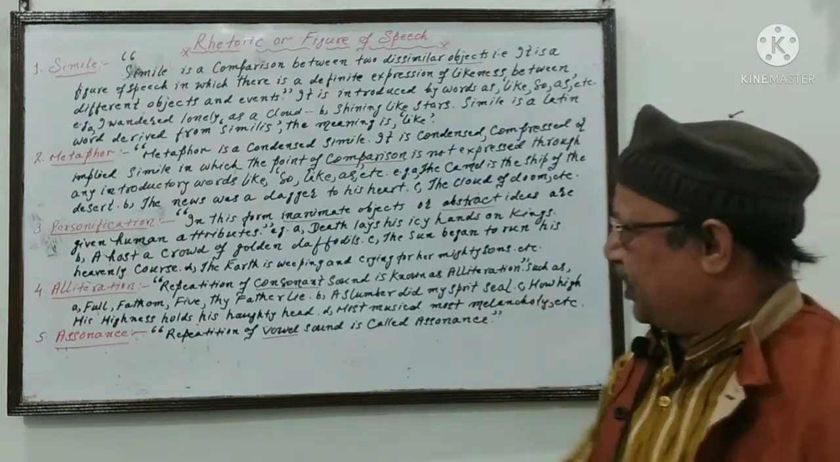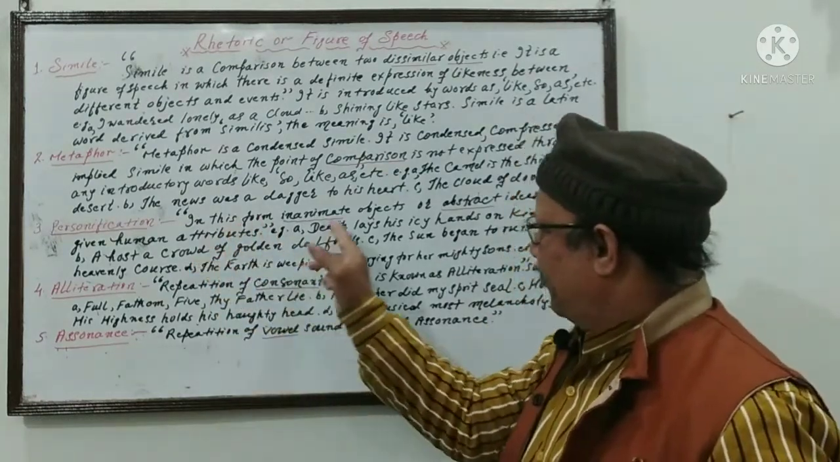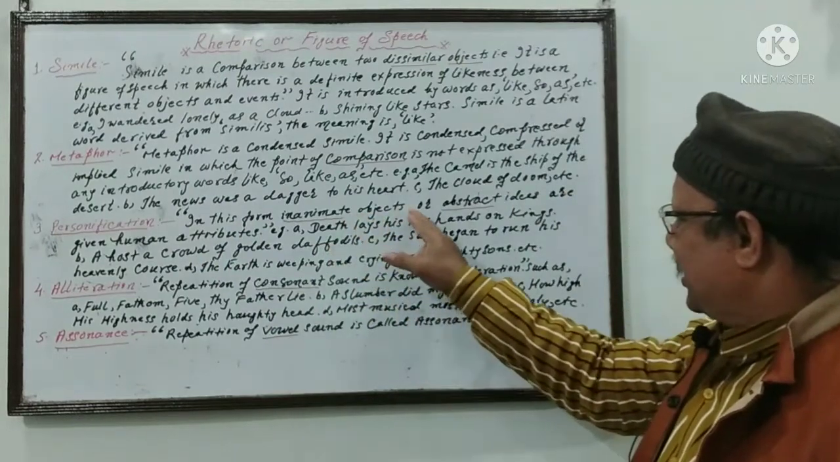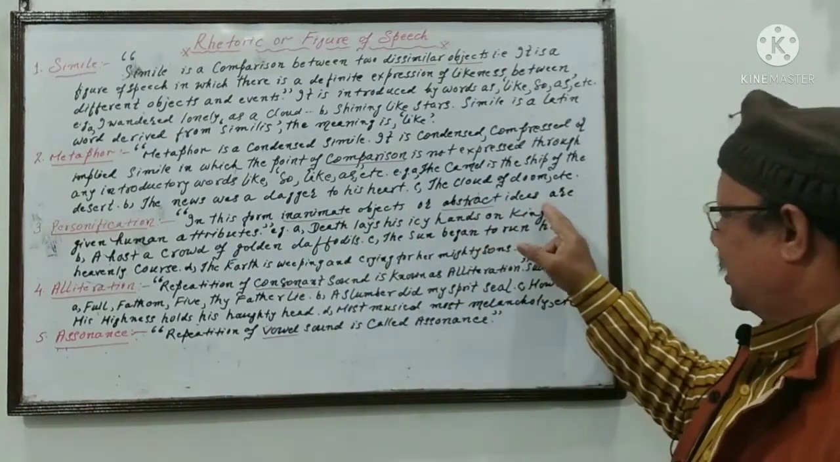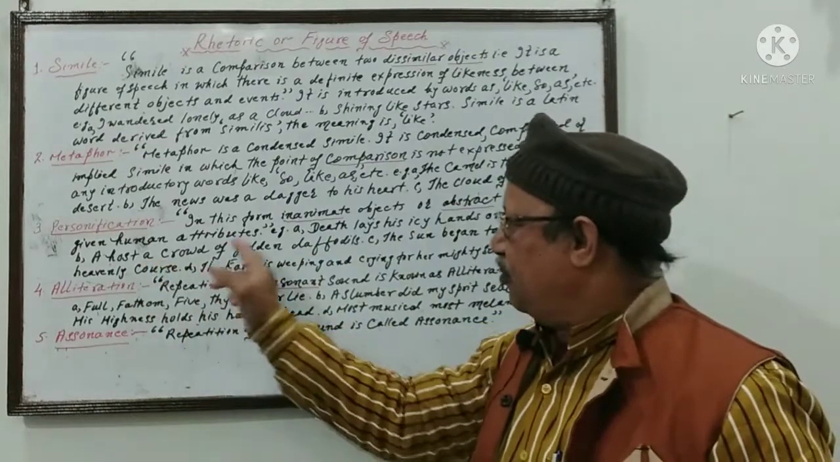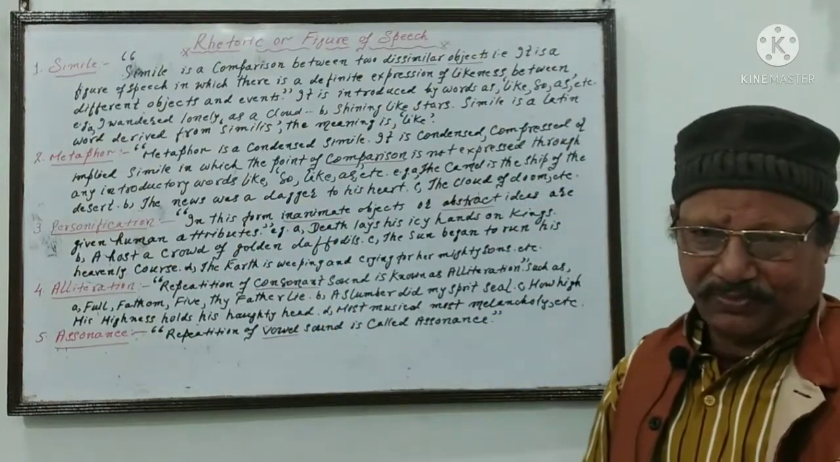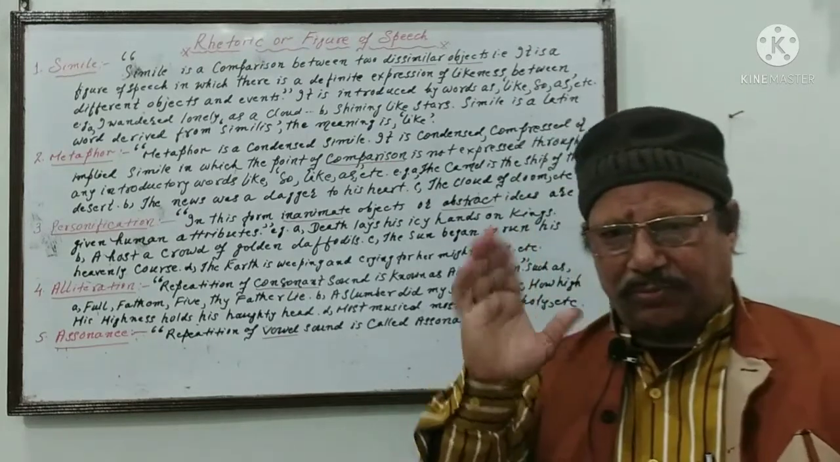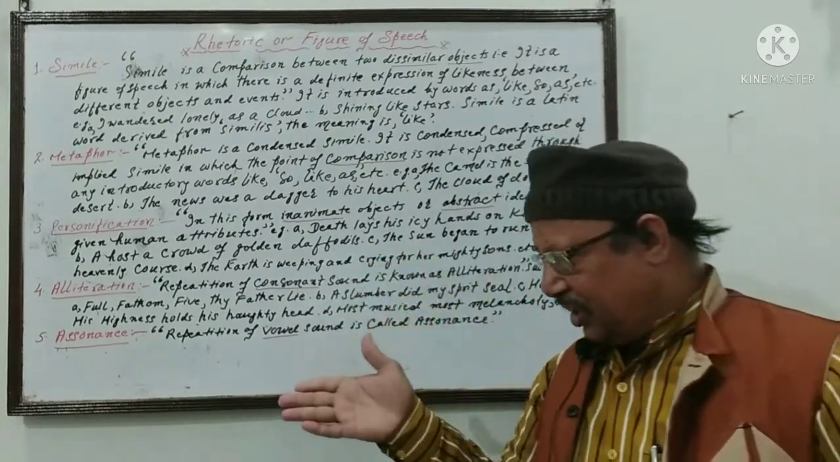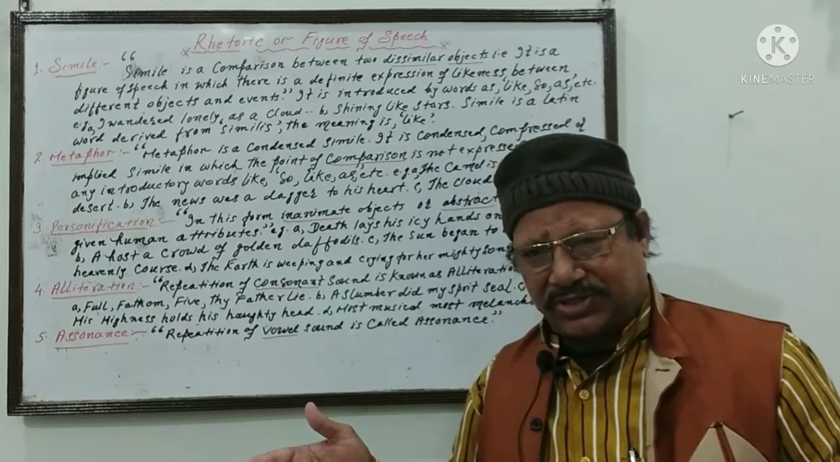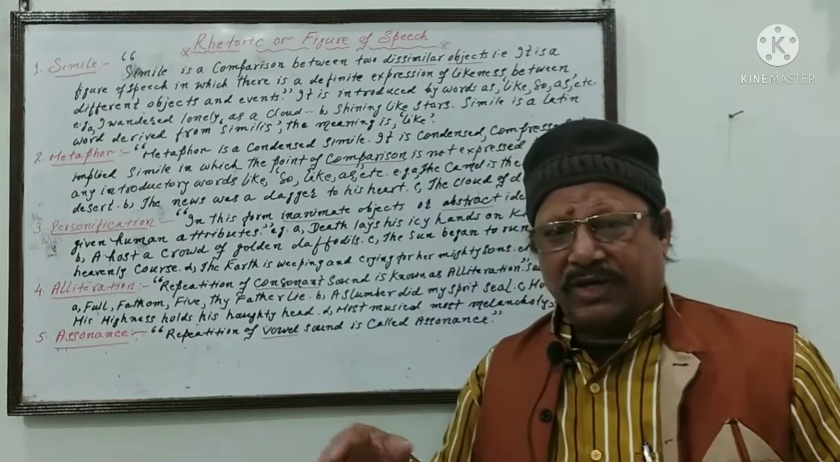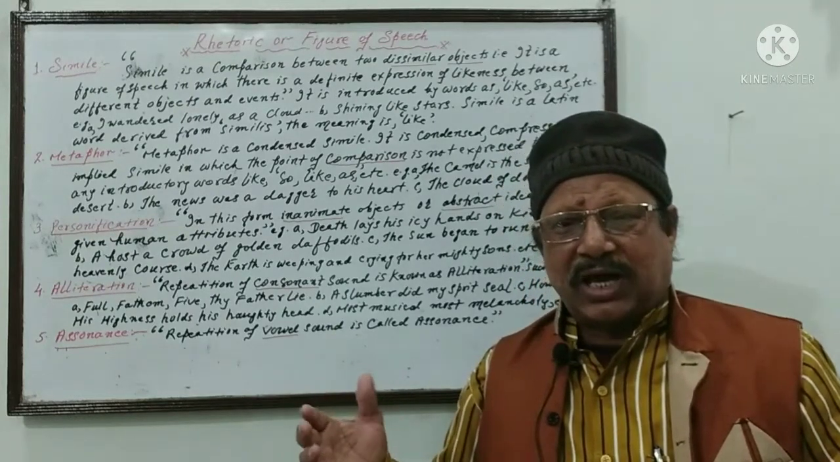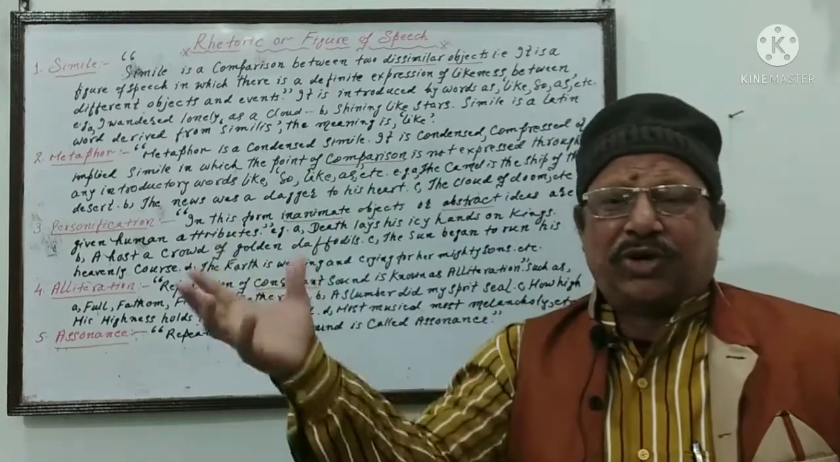What is personification? In this form, inanimate objects or abstract ideas are given human attributes. That means, you remember that the poet, when he reached there, in the first stanza he is telling, when all of a sudden I saw a host, a crowd of golden daffodils.